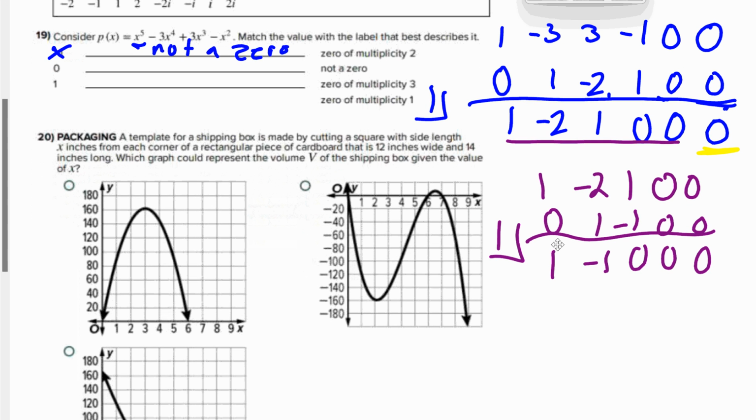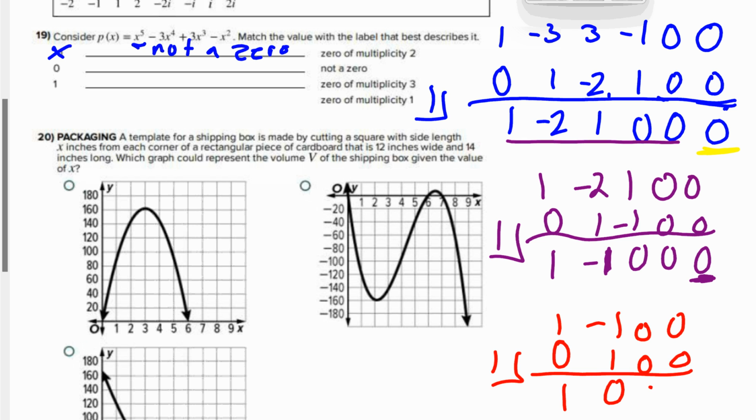Now I can try it again. I have new coefficients. This is a 1. By the way, drop this last 0 off. Do another one: 1, -1, 0, 0. And try 1 again. I get 1, 1, 0, 0, 0, 0, 0, right? So 1 worked a third time.